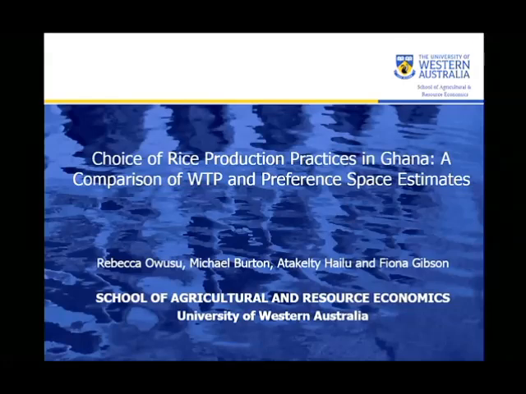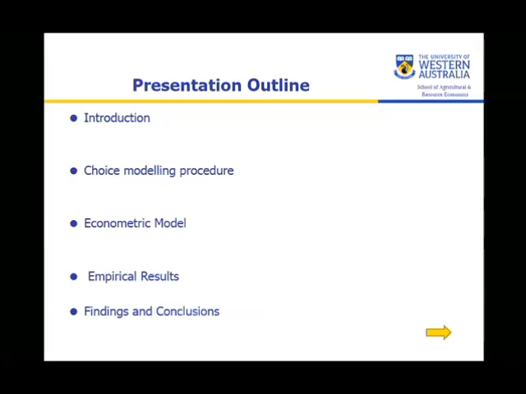We're looking at the empirical estimate of two competing models in the choice modeling literature. That is the mixed logit model and then the WTP space model. I'm pretty sure by the time I'm through with the presentation, you will understand what the WTP space model, or willingness to pay in space model, is. For this morning, I'll take you through the introduction, the choice modeling procedure, an econometric model, and, I promise not to bore you so much with the equations, the empirical results, findings, and conclusions.